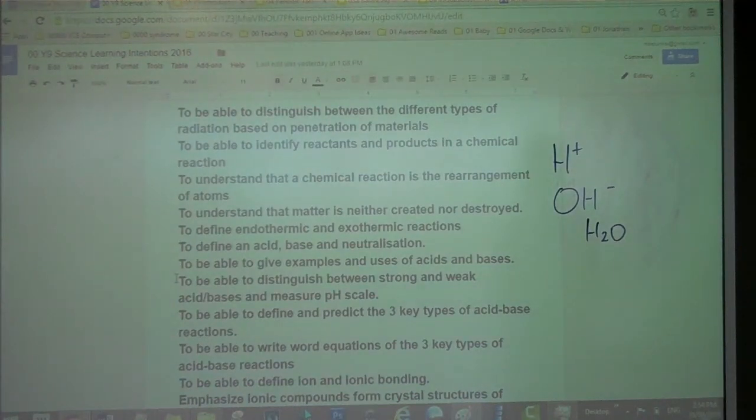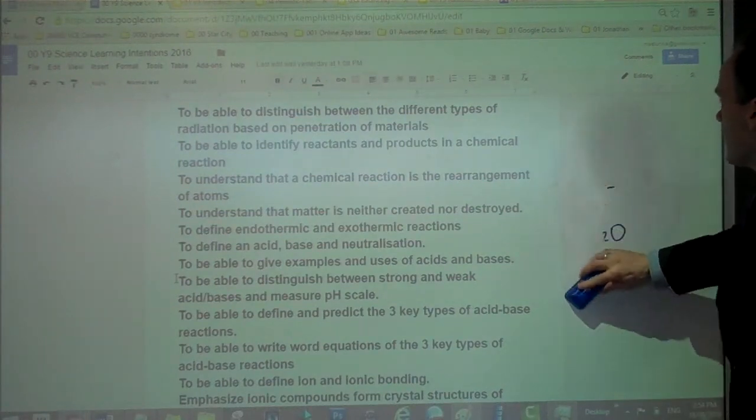We've talked about three types of acid reactions. An acid with a base, an acid with a metal, and an acid with, what was the third one? Carbonate. That's right. Well done. An acid with a carbonate, and the products that are produced in each. Acid with a base gives you water. Acid with a metal gives you salt and hydrogen gas. Acid with a carbonate gives you salt, water and carbon dioxide. Well done.